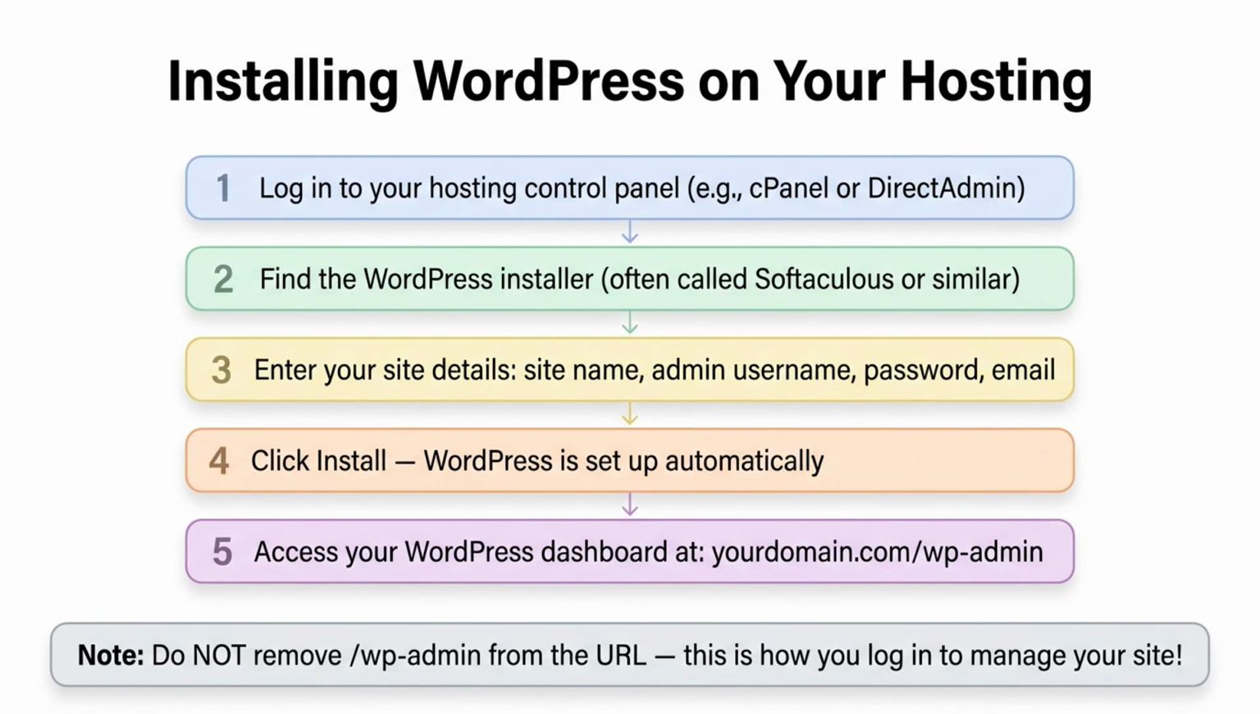Installing WordPress on your hosting account is actually much easier than most beginners expect. Most hosting providers include a one-click installer. You log into your hosting control panel, find the WordPress installer, fill in a few details like your site name and admin password, and click Install. Within minutes, WordPress is live on your domain. To access your dashboard going forward, you always go to your domain followed by /wp-admin.